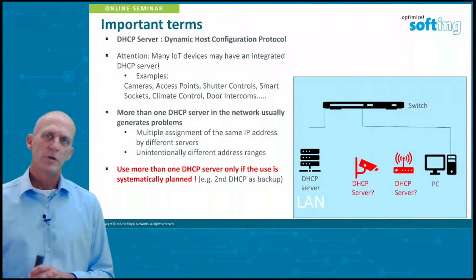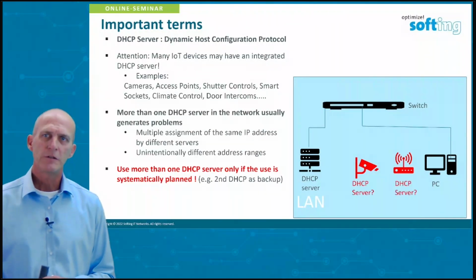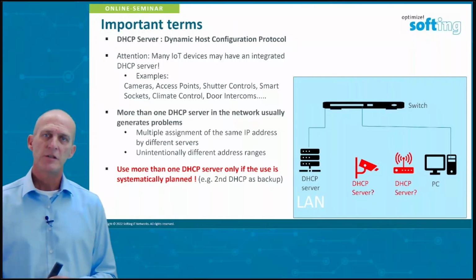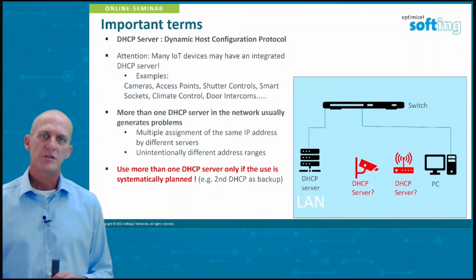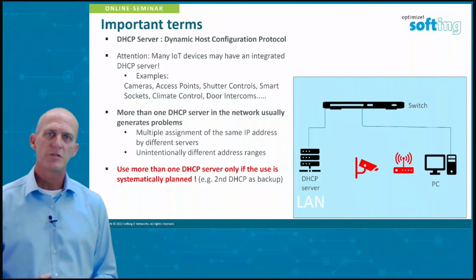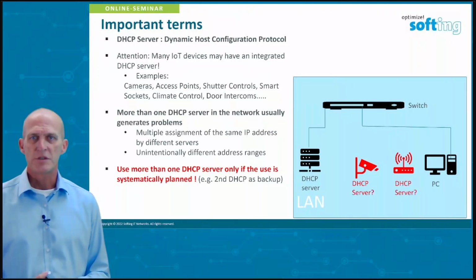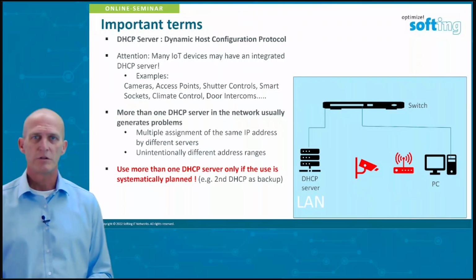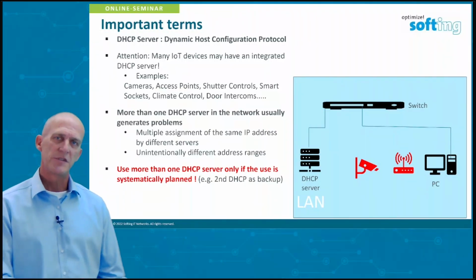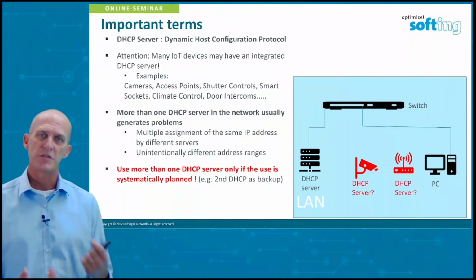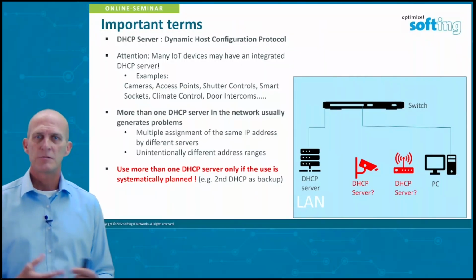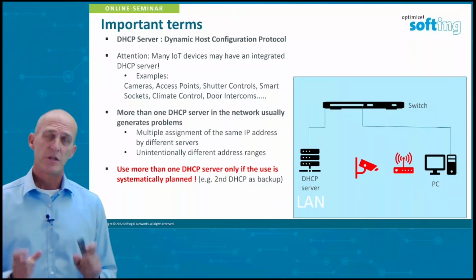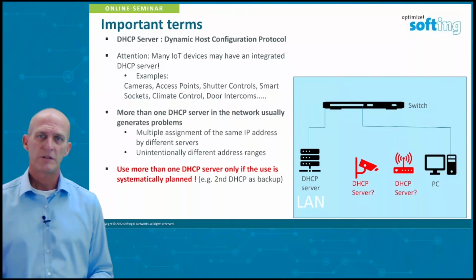If you use more than one DHCP server in a network, this has to be really well planned. And in larger networks, actually, network administrators use more than one DHCP server for security reasons. If the primary DHCP server hangs up or is not available or has a system failure, the secondary DHCP server steps in and manages the IP addresses in the network. That works well if it's well planned. If it's not well planned, it causes havoc.